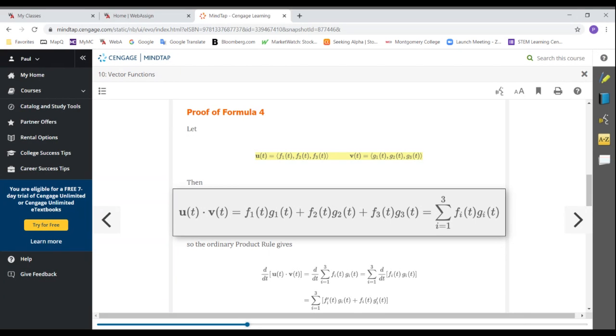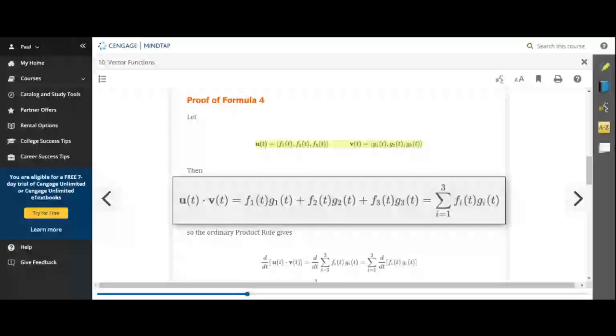Wait, hold on, man, did I lose the book here? I don't know why I'm losing the book from time to time here. Hold on, let me bring it back. Okay, so we're looking at the proof of formula 4.